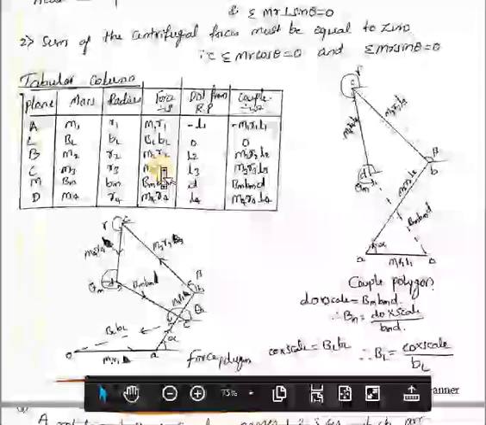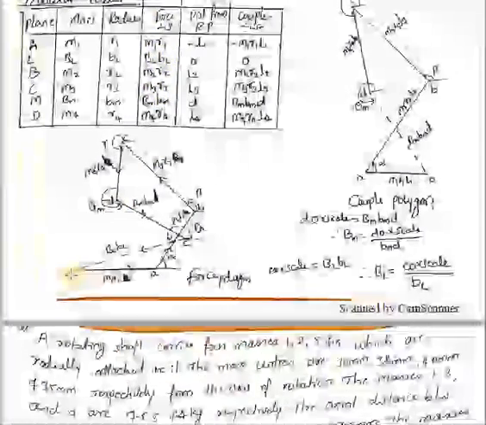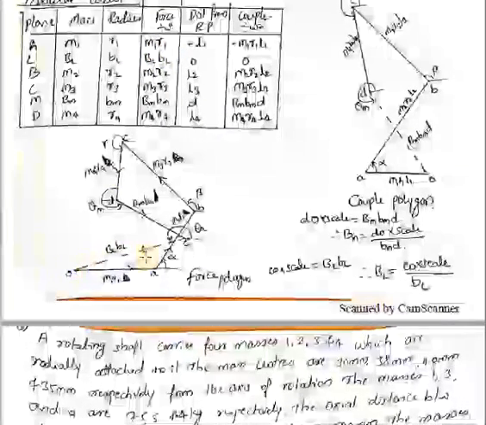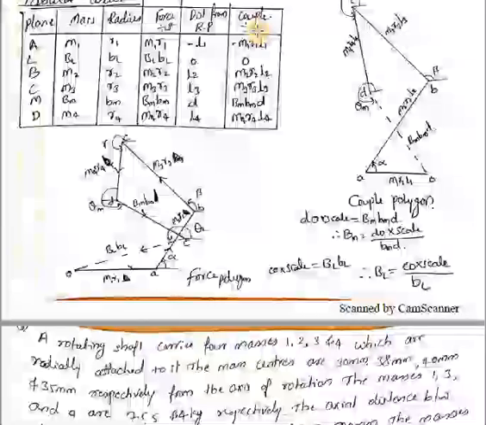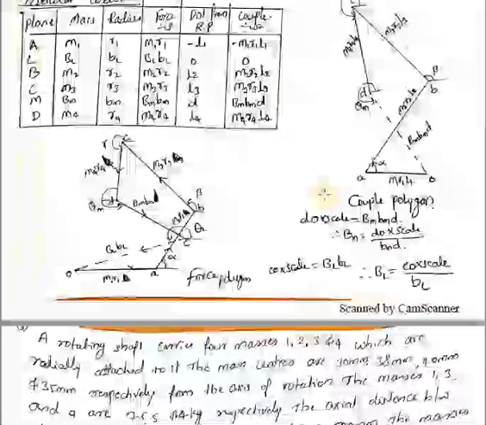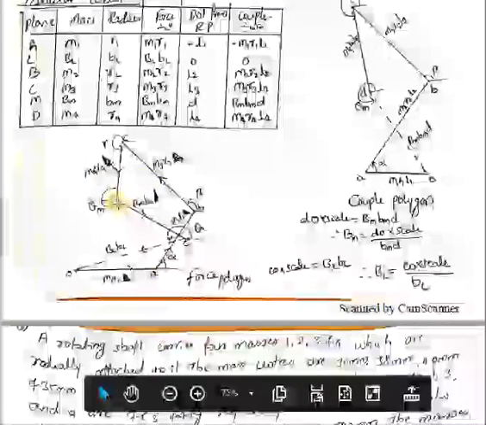So you need to draw the force polygon. Here the first one is M1 into R1, so O to A. Here it is with positive sign, so I am drawing in this direction. But while drawing the couple polygon, it is with negative sign. I have drawn like this in this direction. So O to A, A to B, B to C, C to D.